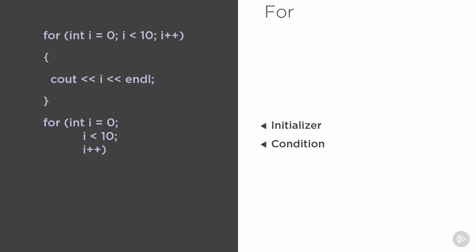Like the while, if the condition isn't true, we won't run the loop even once. So for example, if I initialized i to 11 and then checked to see if it was less than 10, the loop would not run even once. And then the loop expression, which typically changes the value being used in the condition. In this case, it's incrementing i by 1.